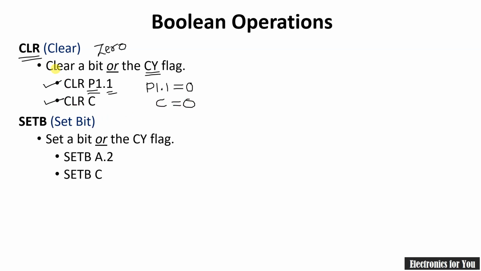In the same way, another instruction which is exactly opposite to clear is SETB, which means set bit. Here again we can set a bit or the carry flag. So in this case SETB A.2 means the accumulator's second bit, A.2, will be set to 1, and the carry flag will be set to 1 if we use the SETB C instruction.